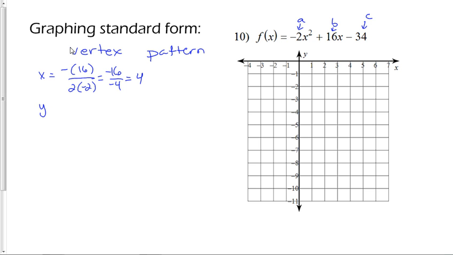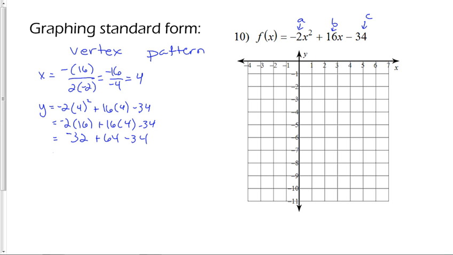The y-coordinate then is just plugging that 4 back in. So we put 4 everywhere there's an x, and we take care of the exponents first. And then we'll multiply. And then we'll add all of those together. Negative 32 plus 64 is 32. 32 minus 34 is negative 2. So our vertex is (4, negative 2), which is right here.